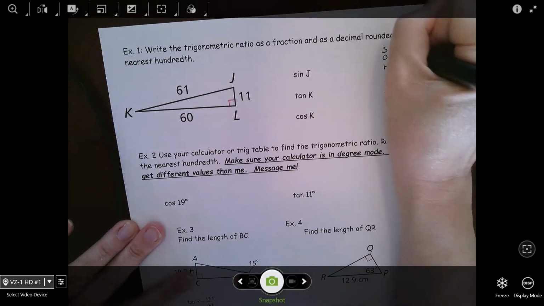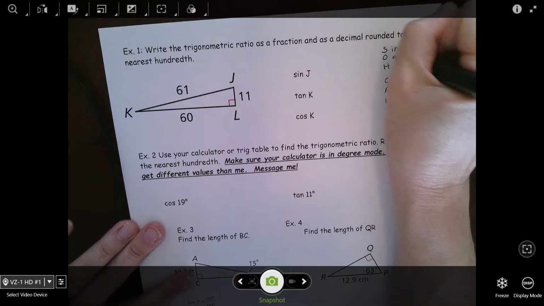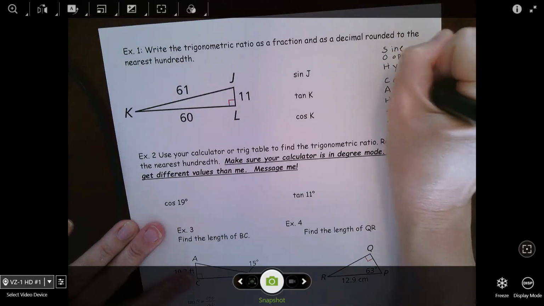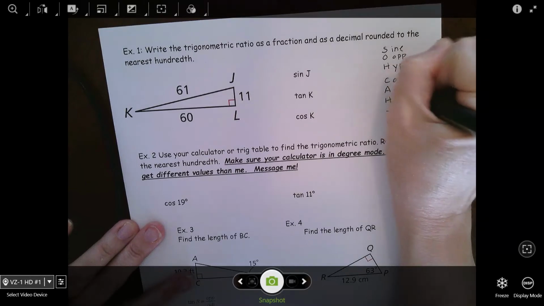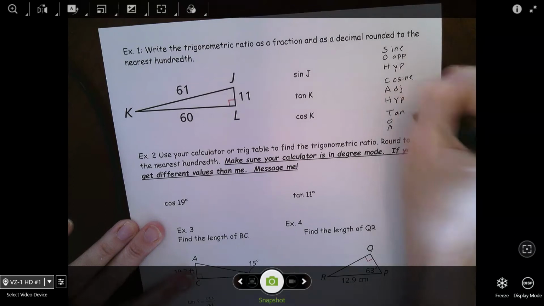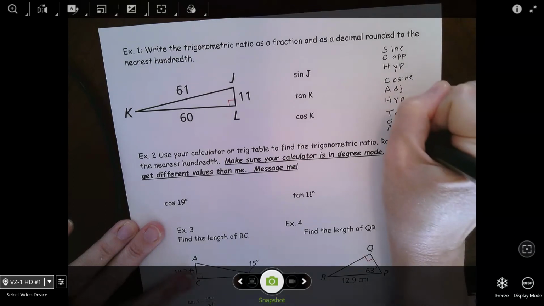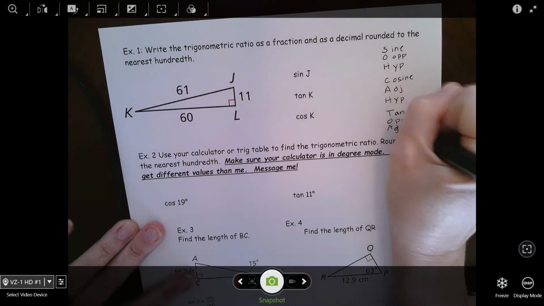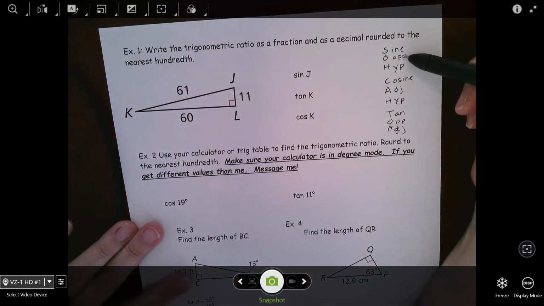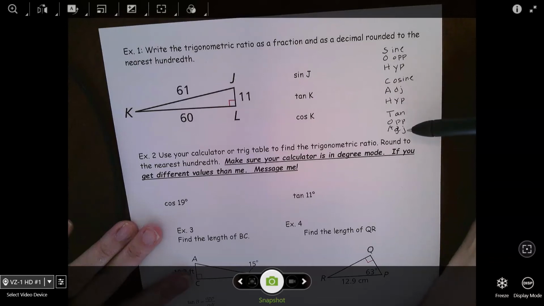Okay, so this was the sine, which was the opposite over the hypotenuse. This is the cosine, which is the adjacent over the hypotenuse. And this is the tangent, which is the opposite over the adjacent. So sine is the ratio of the opposite over the hypotenuse. The cosine is the ratio of the adjacent over the hypotenuse. And the tangent is the opposite over the adjacent.